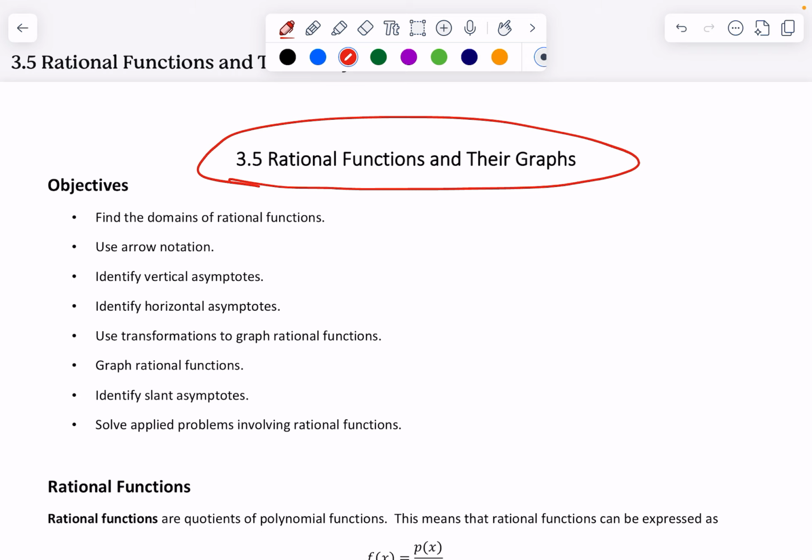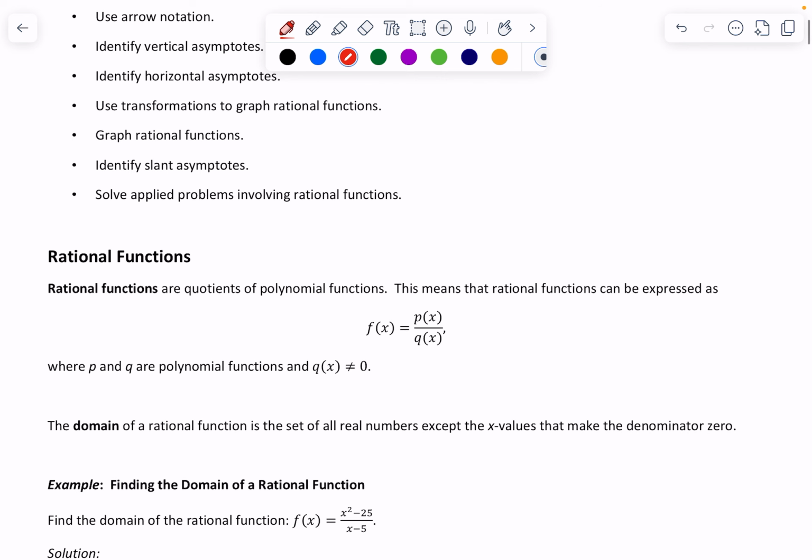So first, we're going to go ahead and define rational functions. And rational functions are quotients of polynomial functions. So this means that rational functions can be expressed as f of x equals p of x over q of x, where p and q are polynomial functions and q of x cannot equal 0. That is an important part to remember. We cannot divide by 0.